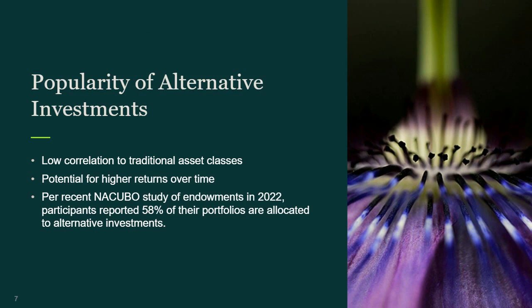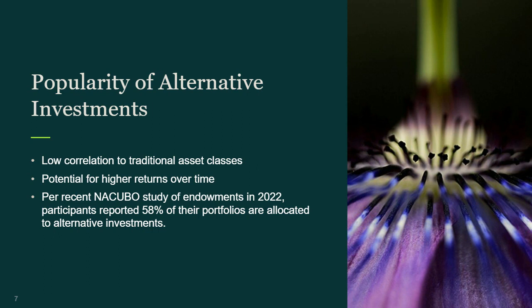When thinking about the benefits of alternatives, organizations typically consider investing in alternatives given two main facts. One, there is a lower correlation to traditional asset classes, like your stocks and bonds, which are actively traded, as well as there are potential higher rates of return over time. So this is a great technique to diversify and manage your investment portfolio as well as manage risk.